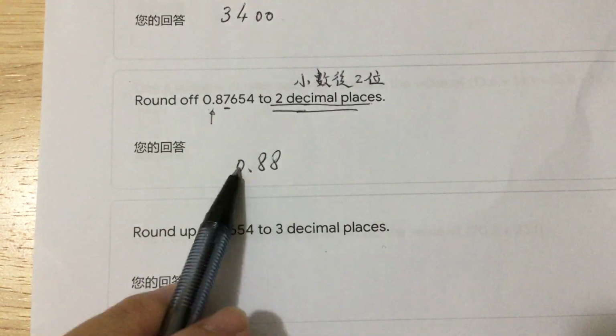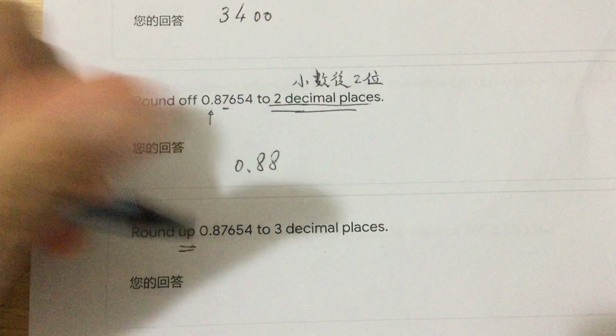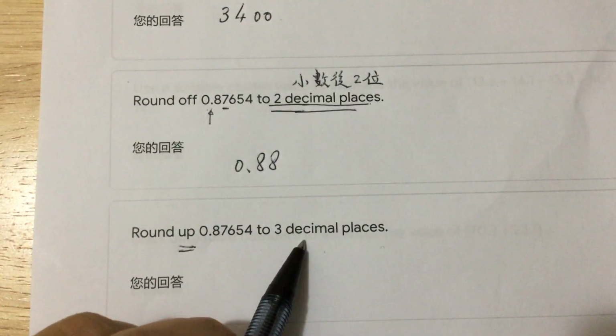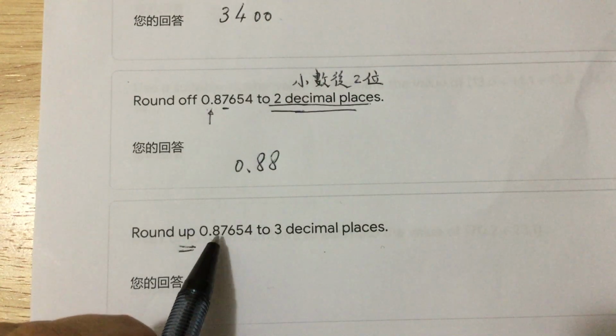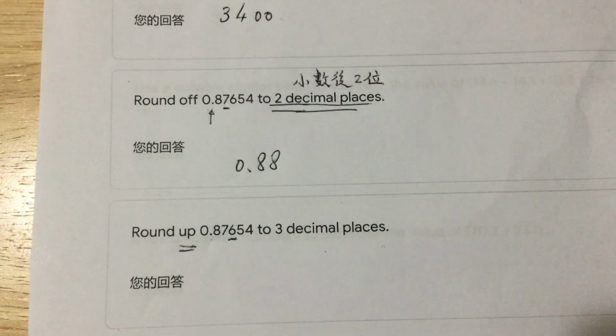We write down 2 decimal places only. Now we round up. This time it is up, so that means every time we make it bigger. So to 3 decimal places, we consider this decimal point. 1, 2, 3. So this time it is 6. So this is the third decimal place.